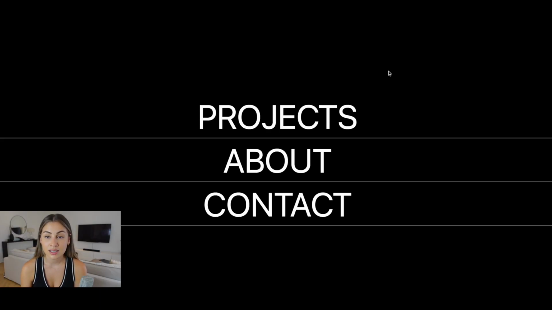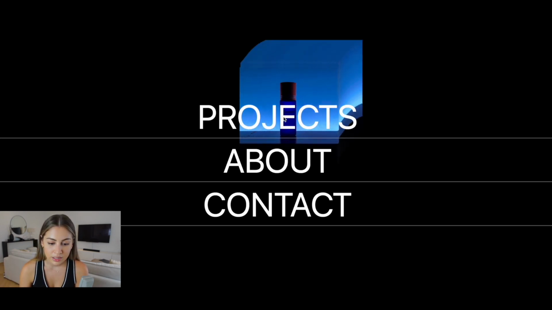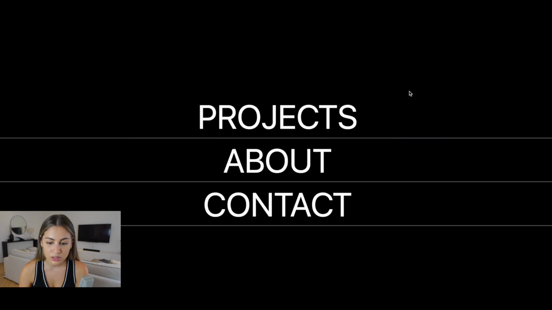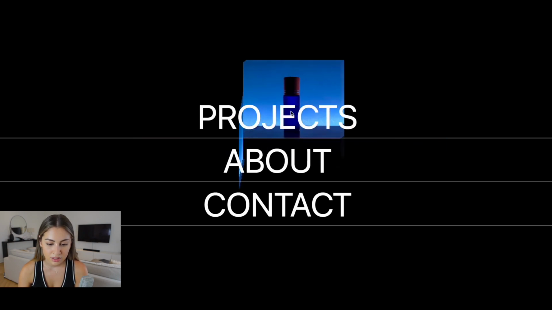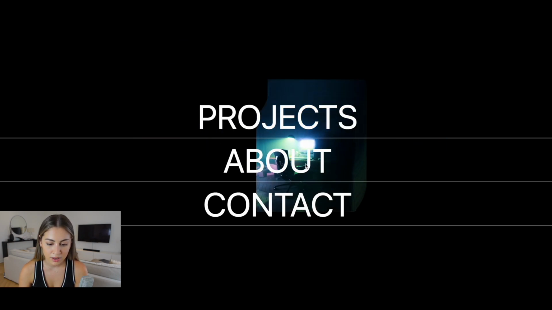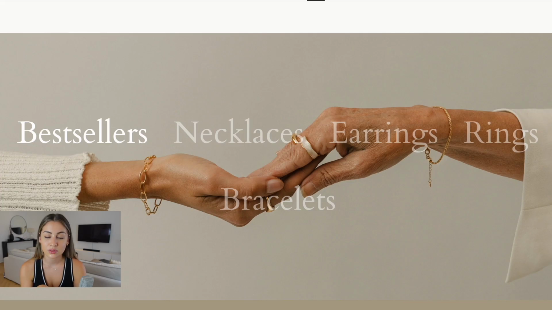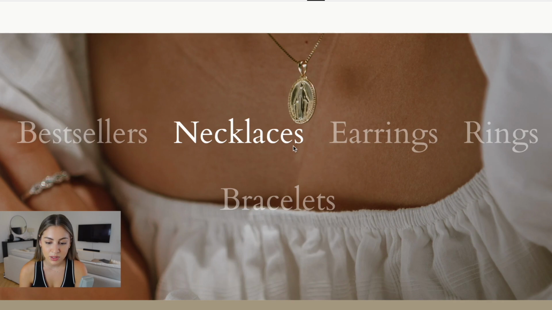So this is an example of a menu section. When you hover over, it shows a picture, and this one's really cool because it moves with the mouse. So when you hover over the different menu items, you see a different picture. This is for an e-com brand. So if you hover over a different collection, it just comes up with a different picture.